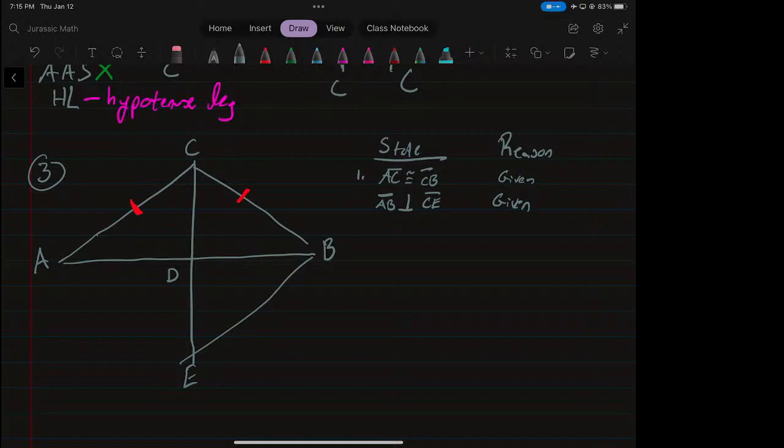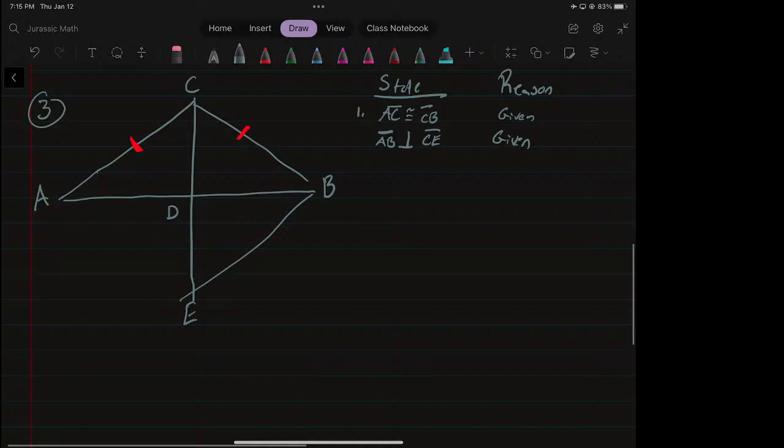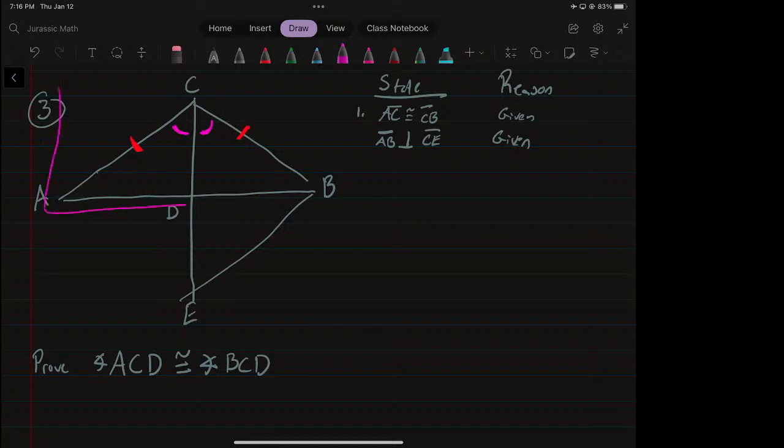And we need to prove, so what we want to prove is angle ACD is congruent to angle BCD. So if I was doing this without Delta Math, my assumption would be, since I want to find this angle and this angle, that I only really care about these two. I want to prove that those two triangles are congruent.